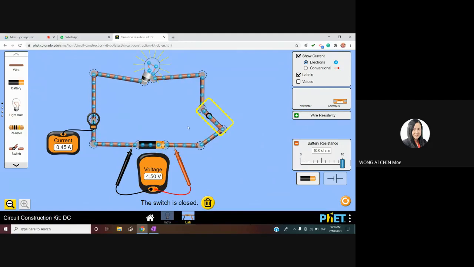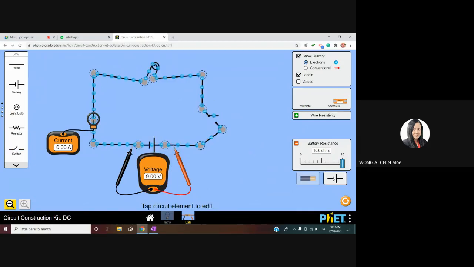But if I open the switch, the current does not flow. Even though we have charge, the current does not flow. When there is no current flowing through the battery or the internal resistor, what we measure is indeed our EMF. It means we are only measuring the battery itself.